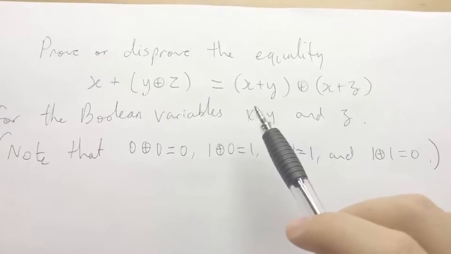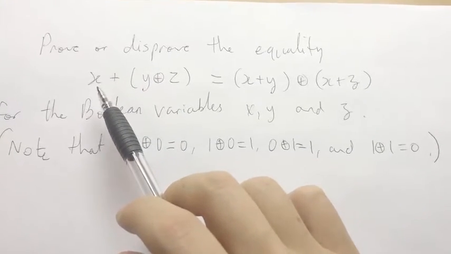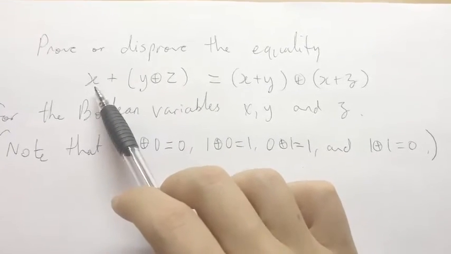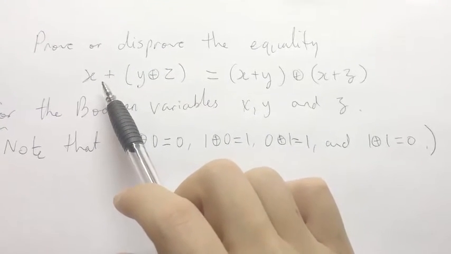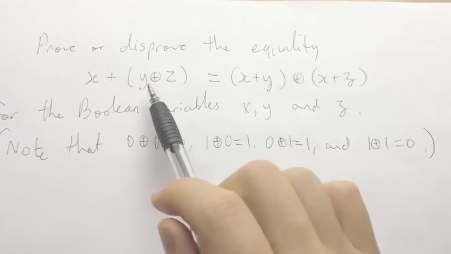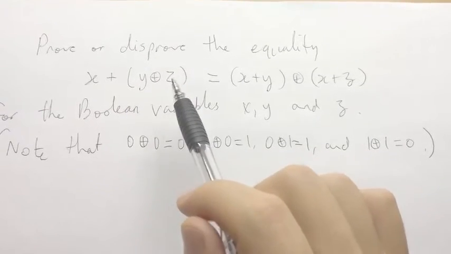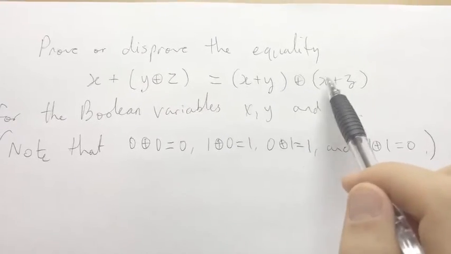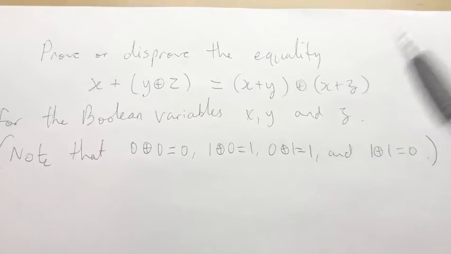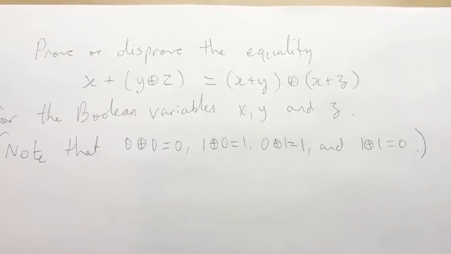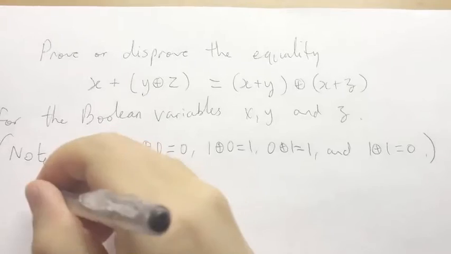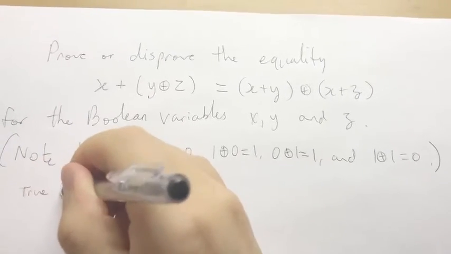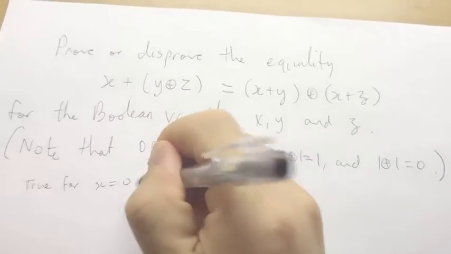Okay, if we play around with this for a little while, let's say x equals 0. If x equals 0, and assuming ordinary plus, the left hand side will just mean y ⊕ z, and the right hand side will be 0 plus y ⊕ 0 plus z, so it'll be y ⊕ z. So the equality is true for x equals 0.